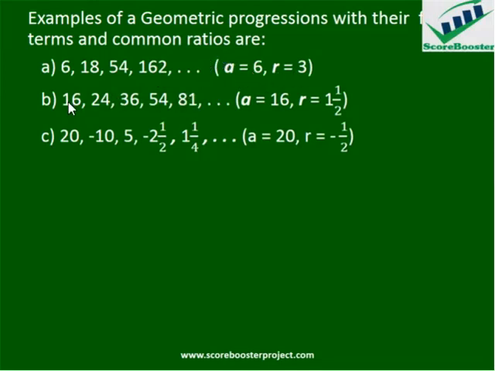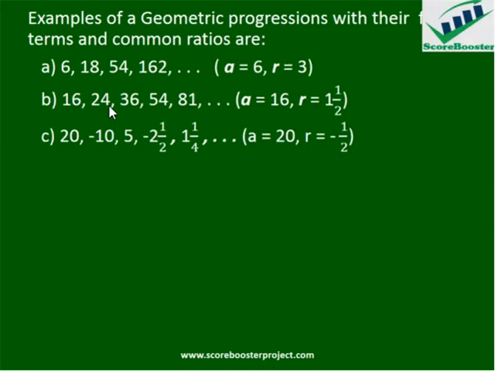So we move to the second example: 16, 24, 36, 54, 81, and so on. Here the first term A is 16, that is the first number in the sequence. So to get the common ratio, we divide the second term 24 by the first term 16 to get 1.5, or you divide the third term 36 by the second term 24 to get 1.5, or you divide the fourth term 54 by the third term 36 to get 1.5, and so on. Since it has a unique ratio 1.5, this particular sequence is a geometric progression with first term A equal to 16 and common ratio equal to 1.5.